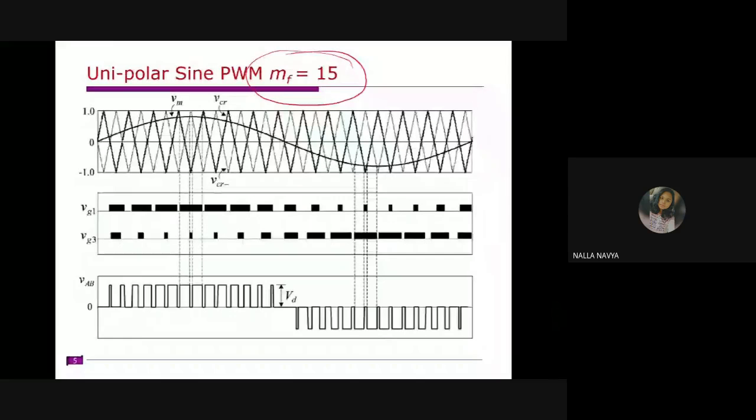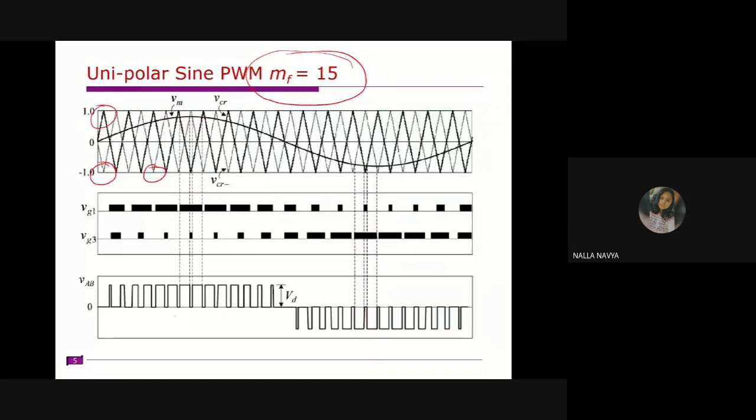So one carrier will control, for example, the switches S1, whereas the other carrier, which is 180 degrees shifted, is used to control the other phase leg. The effect is the same. That means there is no change in the output voltage.